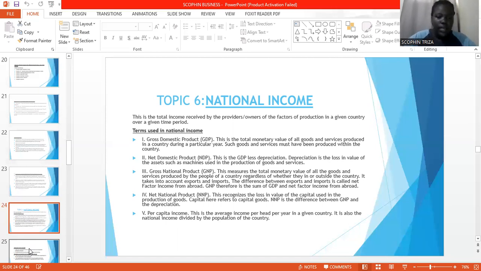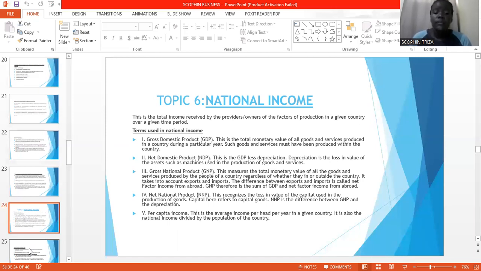And the third term we have is the gross national product, GNP. It measures the total monetary value of all goods and services produced by a person of a country, regardless of whether they are in or outside the country.